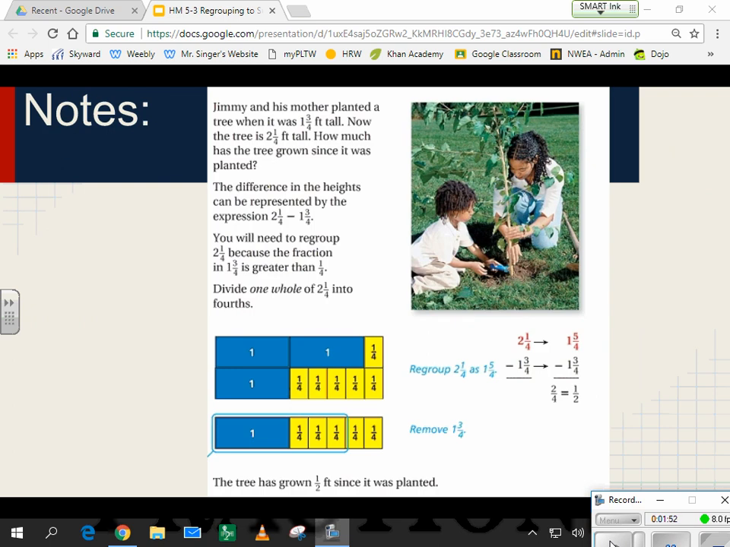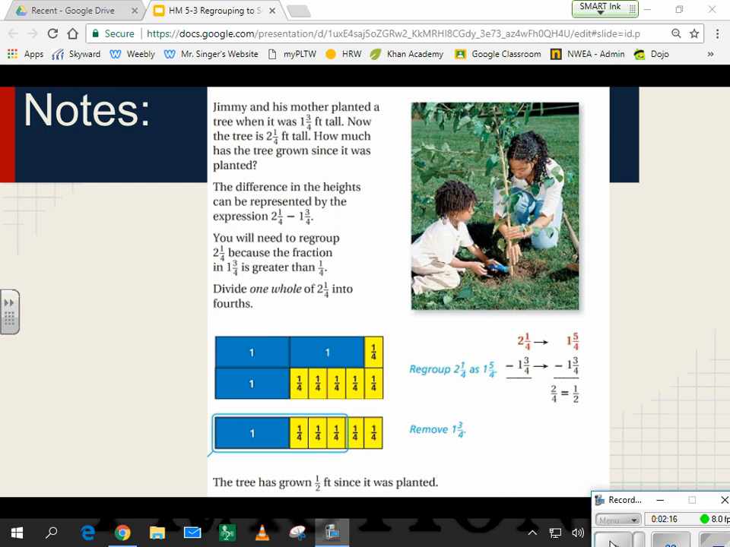This problem says Jimmy and his mother planted a tree when it was 1 3/4 feet tall. Now the tree is 2 1/4 feet tall. How much has the tree grown since it was planted? We're looking at the difference here, so you'd have to subtract. Now 2 minus 1 isn't hard to subtract, but 1 minus 3, we can't have a negative fraction, so we need to find a way to change it.